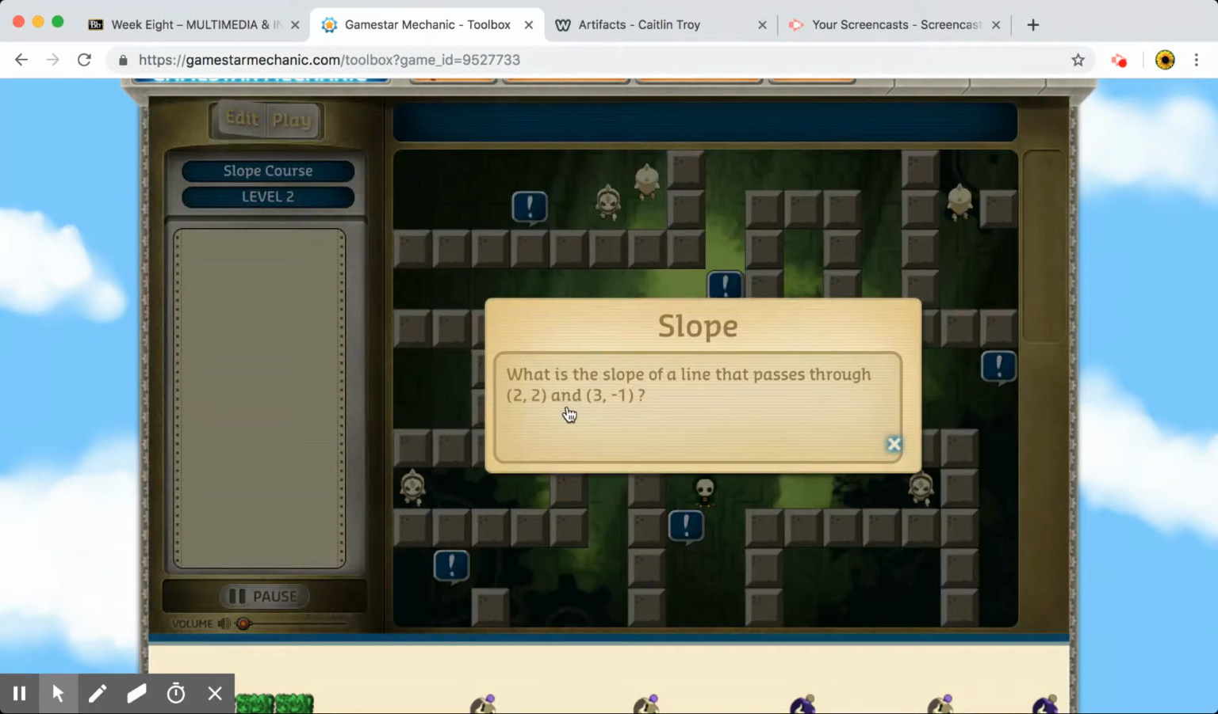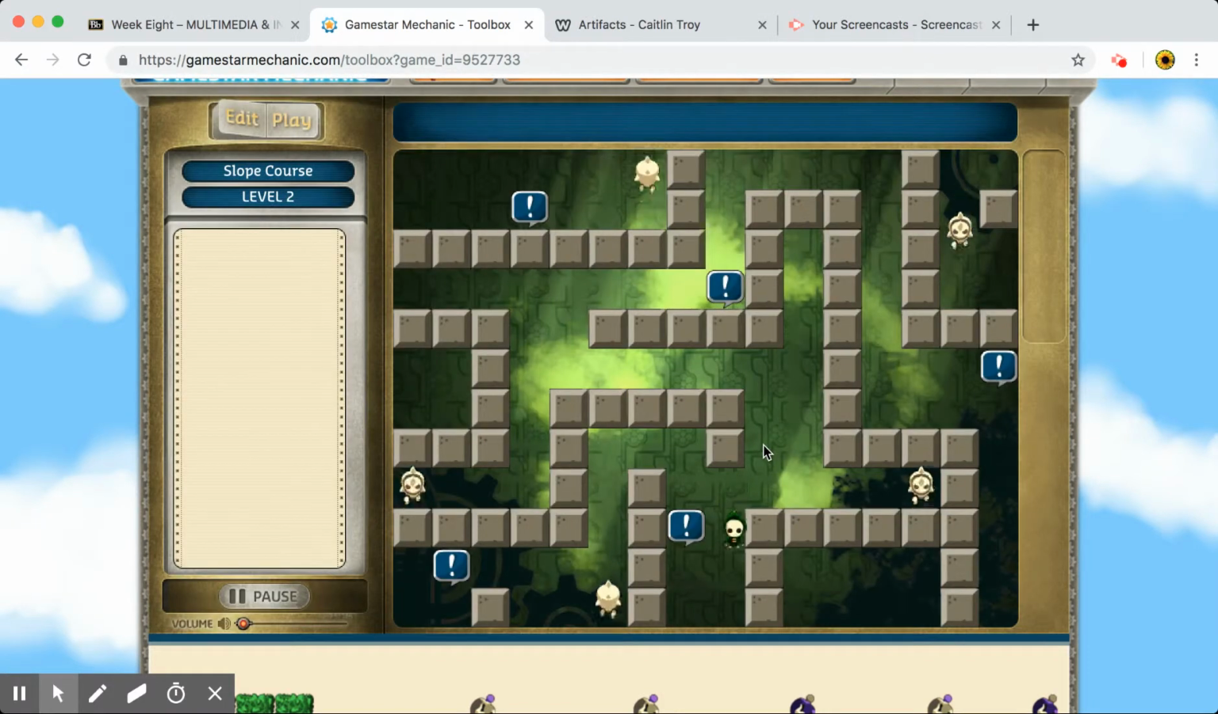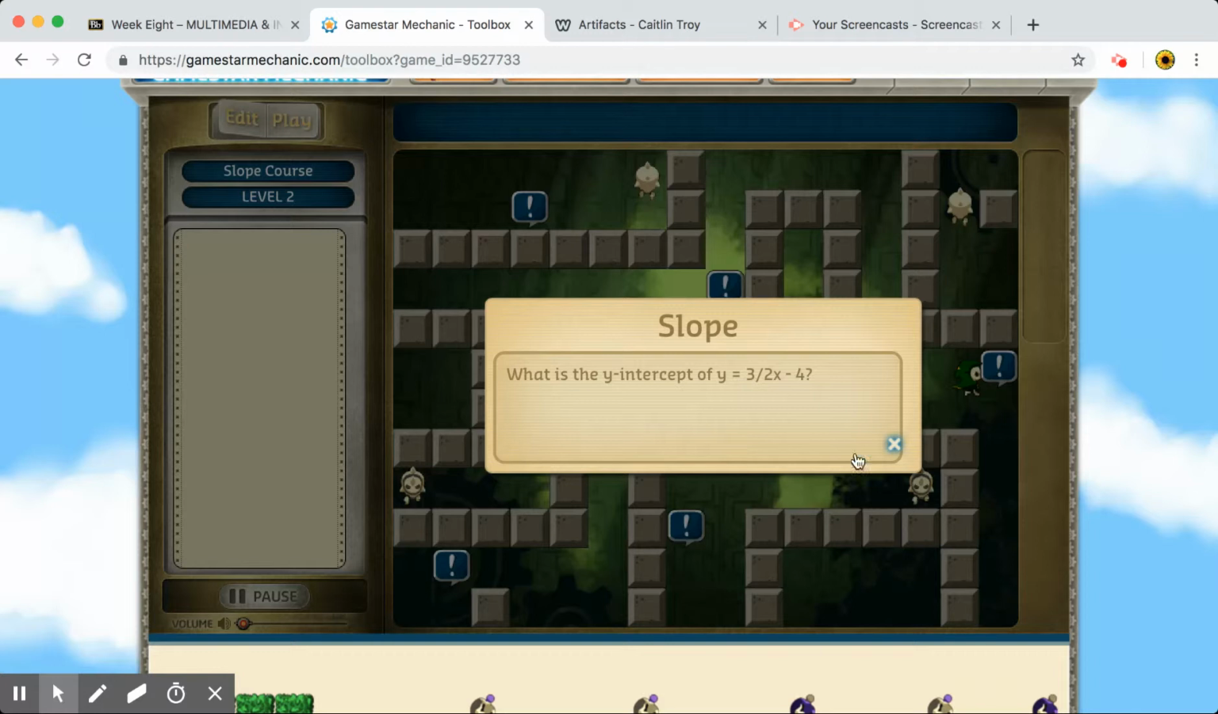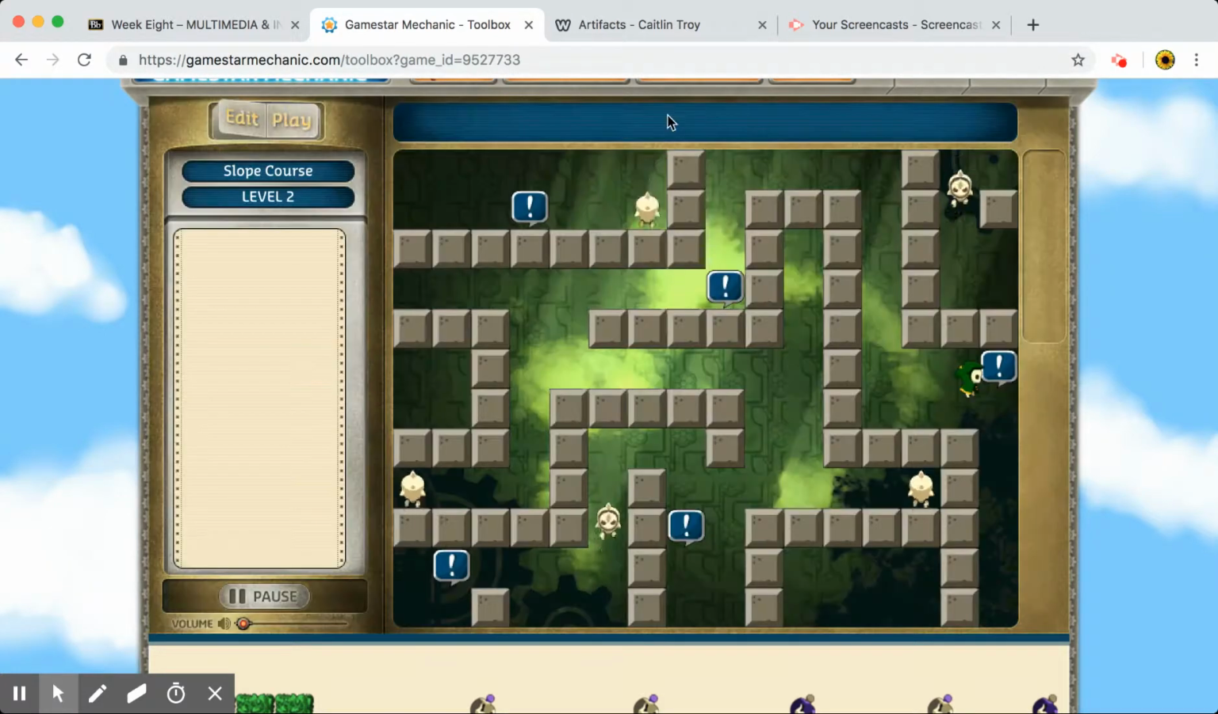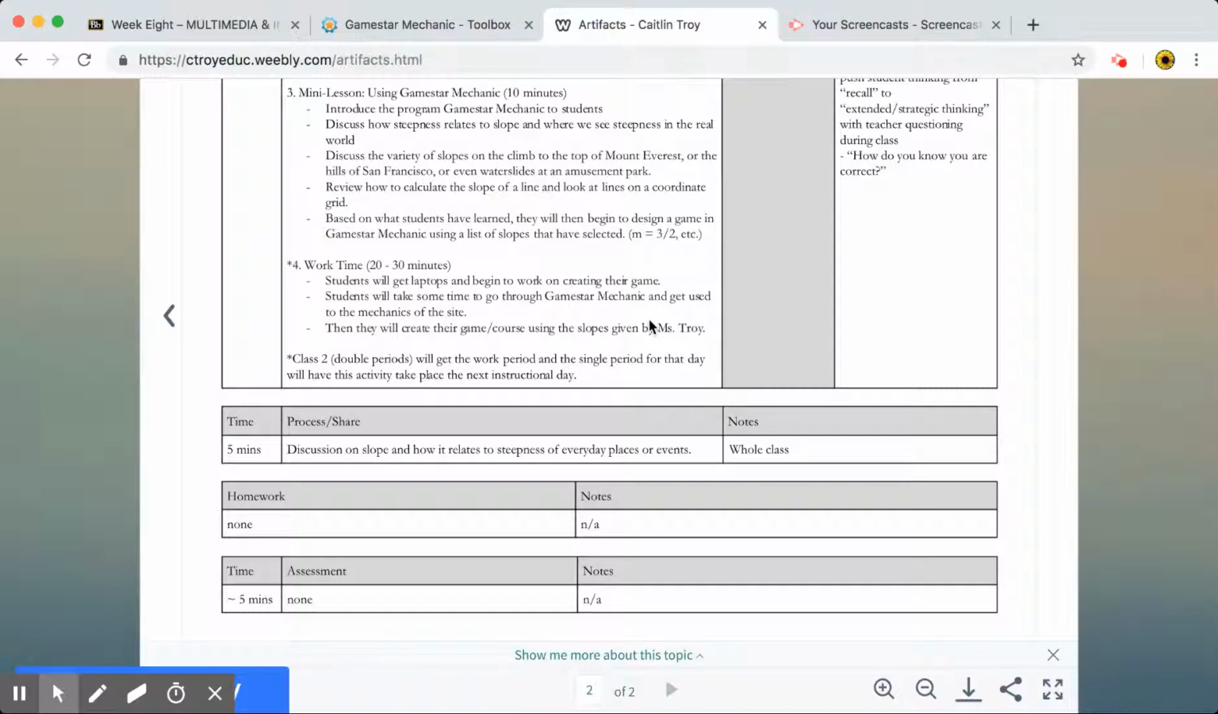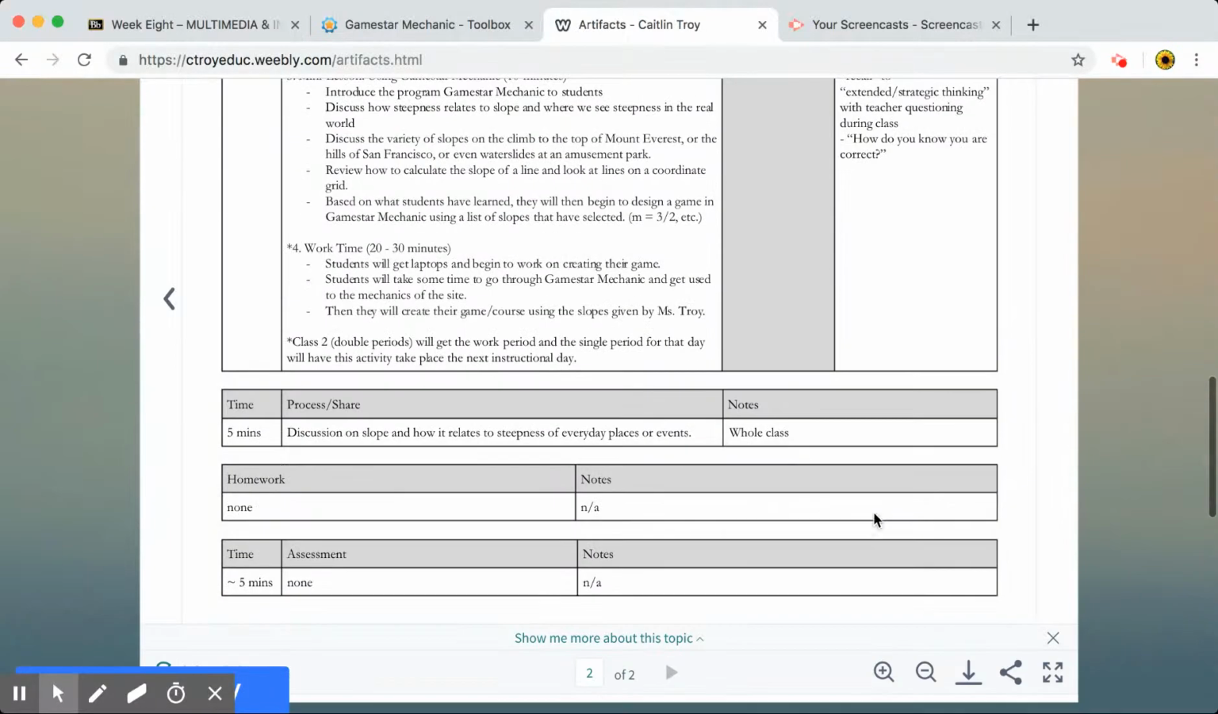So, oh, there I hit a question. So I would need to answer this question. What is the slope of a line that passes through (2, 2) and (3, -1)? Have it set up where he can start at the top of the next page, so it goes over, which is a little tricky to figure out. And then again, just answering questions relating to slope as we go through. So that's sort of what I envisioned for my lesson.